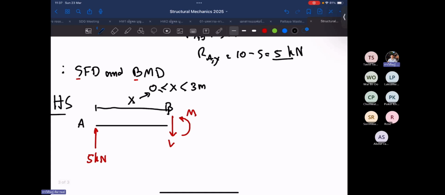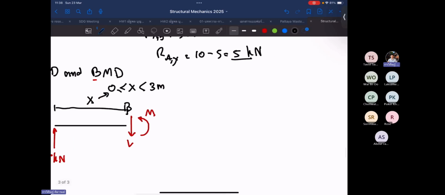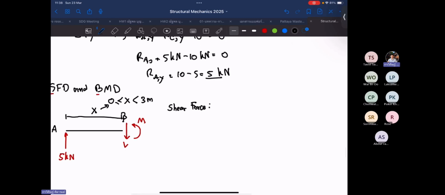We can determine the shear force and the bending moment in terms relative to the length x. Firstly, let's do the shear force. Shear force is a force, so you determine it using summation of forces in y direction equal to 0. But this time we have to follow the sign convention. So downward is positive.